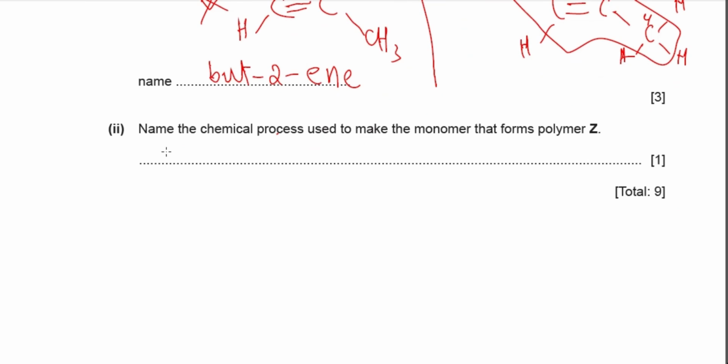Now he says name the chemical process used to make the monomer that forms polymer Z. Polymer Z is a hydrocarbon, as it is made up of only carbon and hydrogen, and this is a small hydrocarbon. Conversion of a long chain hydrocarbon into a small chain hydrocarbon is called cracking, or you can say thermal cracking or catalytic cracking. Both are correct. You just write cracking, fine. So question number 6 is complete over here, and I think this was the last question of the paper.